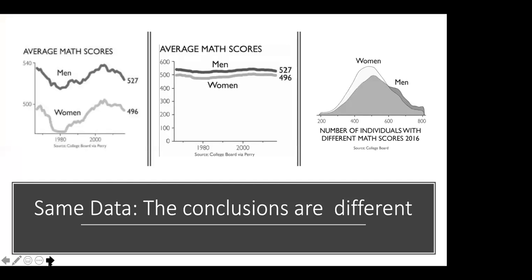And these three are all the same data, but look different and make me draw different conclusions. Left one looks like the majority of men are smarter than women, and the middle one shows the men and women's gap is a little bit, and the right side graph looks like men are smarter than women. Next, please.